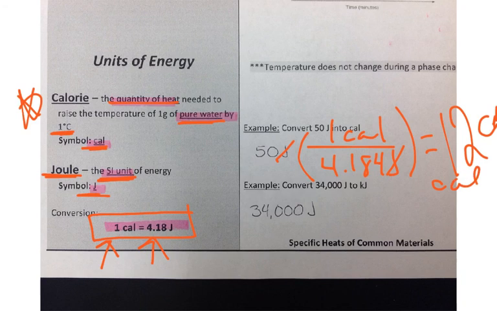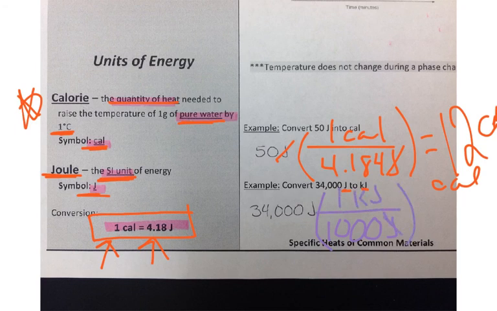Okay. Next up, we are going to convert our 34,000 joules into kilojoules. Now, this is another one where we're not switching between calories or anything like that, but we're just switching our prefixes. So we're going from a joule to a kilojoule. One important thing to remember, we learned this in our first unit, is that 1,000 of our base unit, so 1,000 joules equals 1 kilojoule.